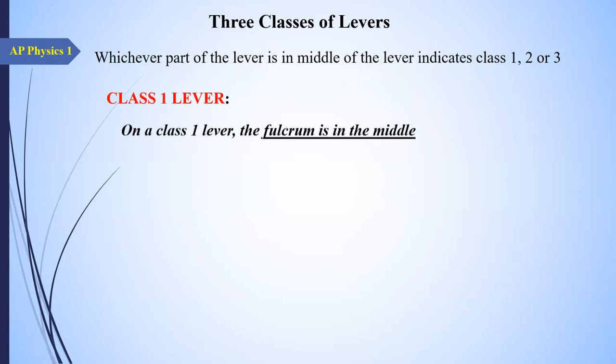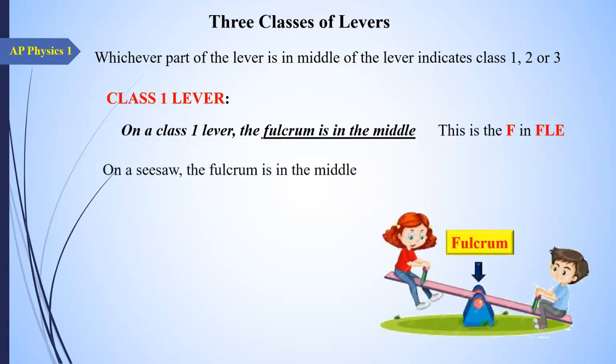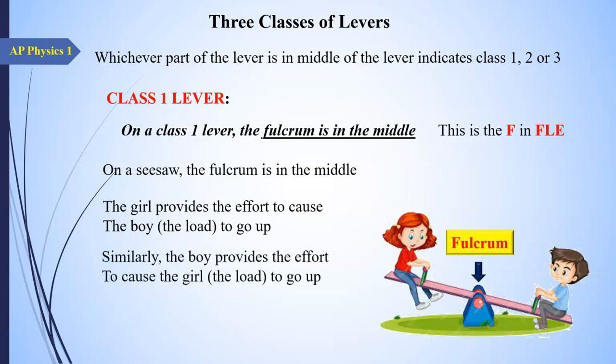So class 1 lever. On a class 1 lever, the fulcrum is in the middle. So that's the F in FLE. So if the fulcrum is in the middle, since F is the first letter in the word FLE, then that's a class 1 lever. An example of that is the seesaw. So the fulcrum is in the middle between the children. The girl provides the effort to cause the boy, he would be the load, to go up. And then they take turns, and similarly the boy would provide the effort to cause the girl, the load, to go up.